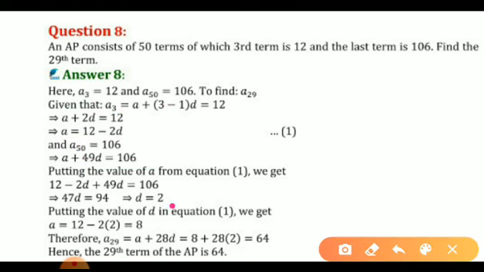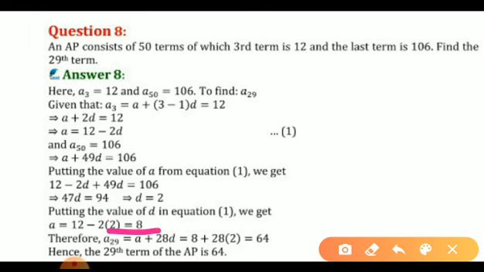Now if I have D equal to 2, I can substitute that value in your equation 1. It is not necessary to use equation 1. You can also substitute the value in this equation, that is A plus 49D is 106. And then you will get the value of A as 8. That means now we have the value of A as well as the value of D. If you have these, then it is easier to find the given term.